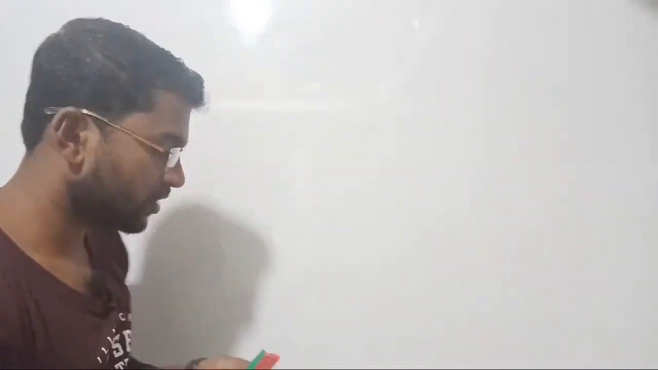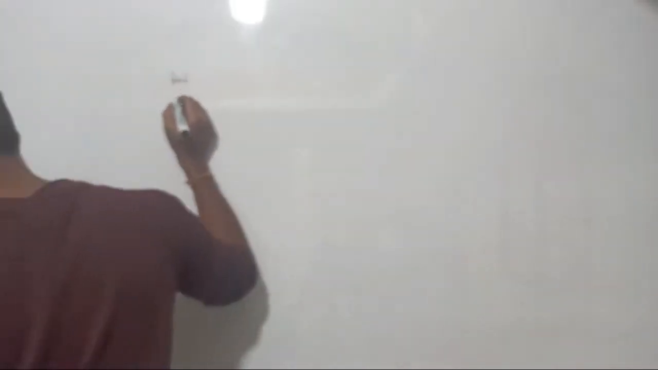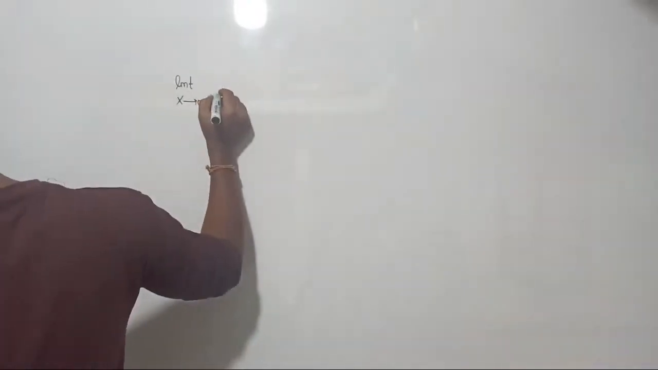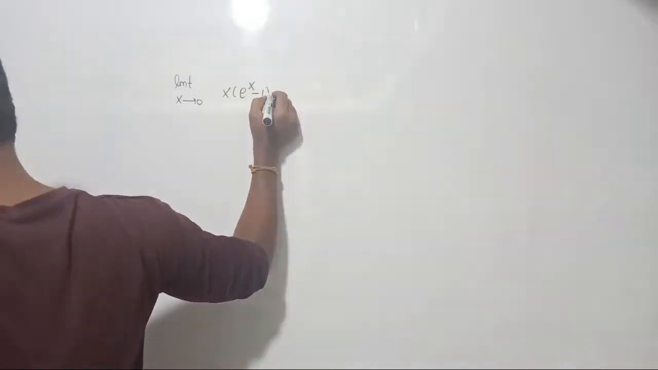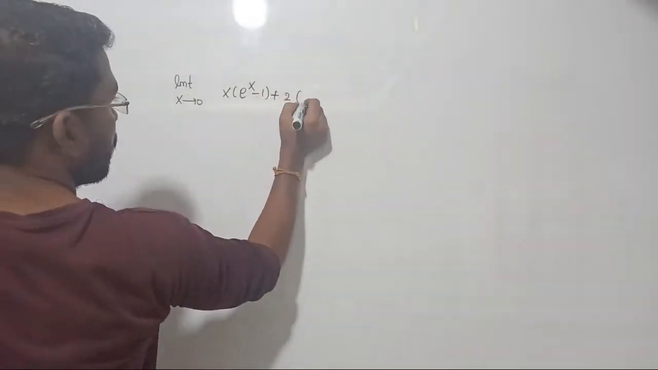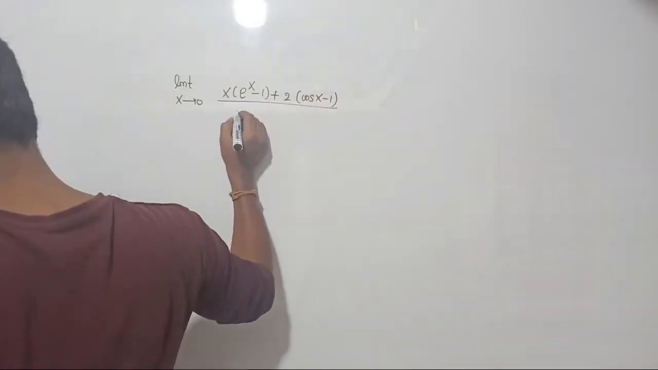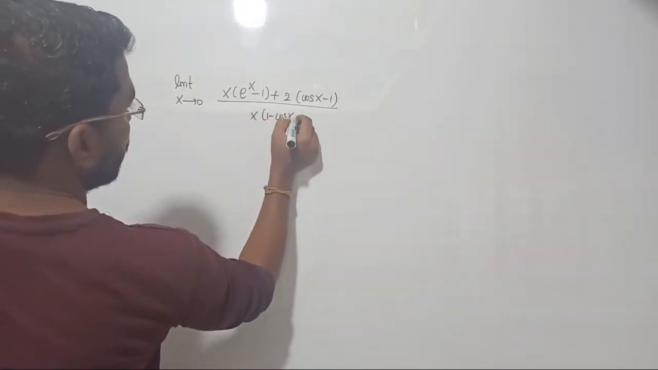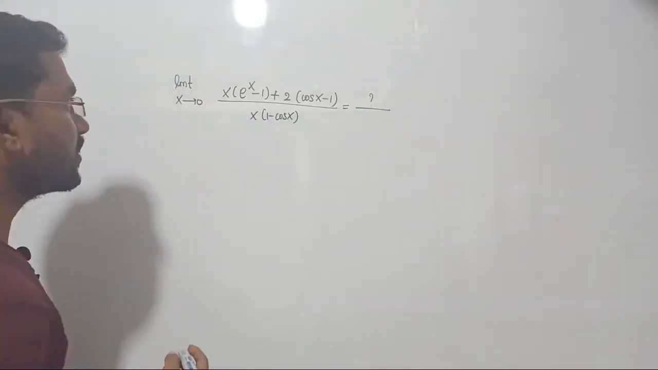So the second question they had given in your examination is: limit x approaching 0 of x into e power x minus 1 plus 2 into cos x minus 1, upon x into 1 minus cos x. Its corresponding value is what? That is the question. Shall we start our journey?